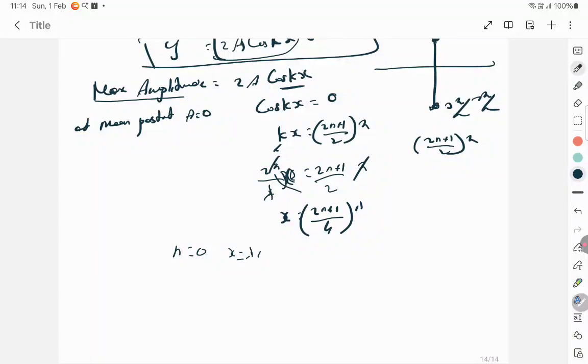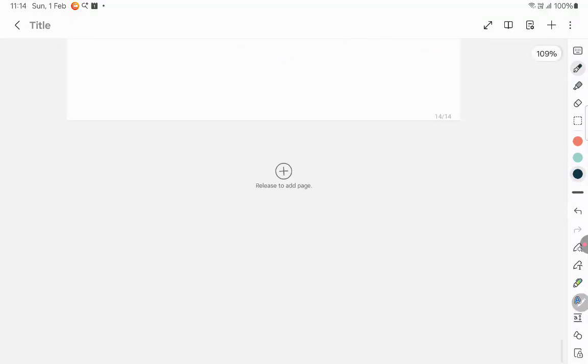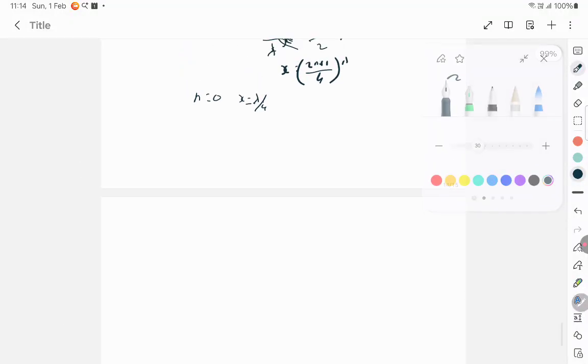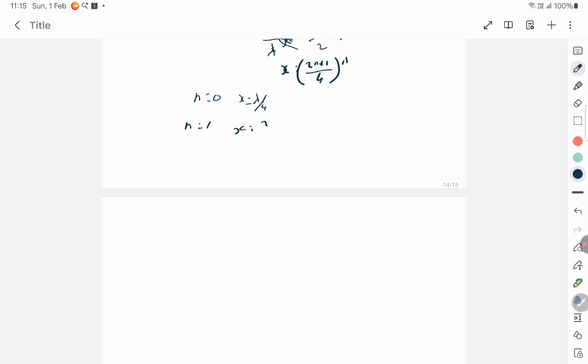Put n = 1, you get x = 3λ/4. n = 2 gives x = 5λ/4. Subtract: 3λ/4 minus λ/4 is 2λ/4, which is λ/2. So the distance between any two nodes is always λ/2.